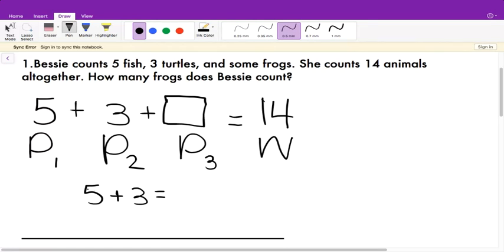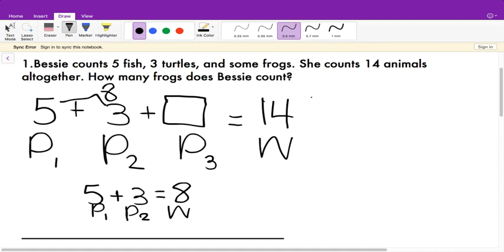equals, and we know if we do 5 plus 3, five, and then add on 3 more, 5, 6, 7, 8. That's 3, so I'm going to stop there. And that will give me the total of these 2 add-ins added together. So I know I'm doing 8 plus box equals 14.